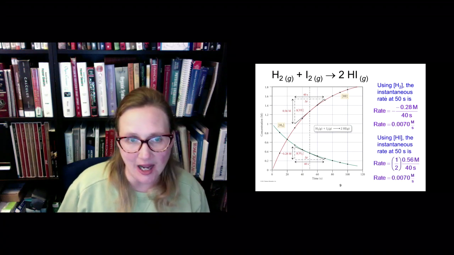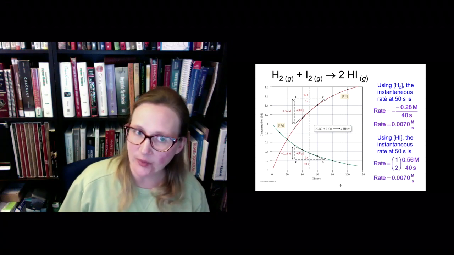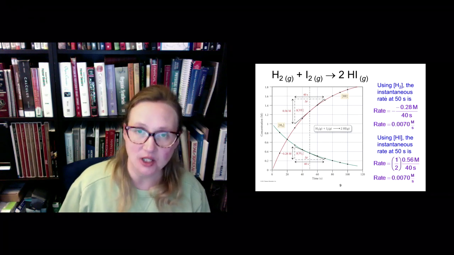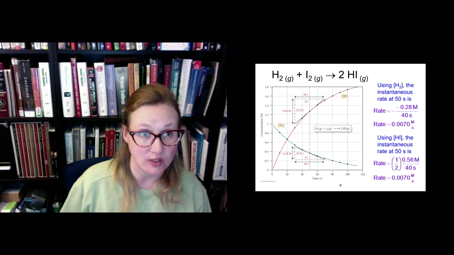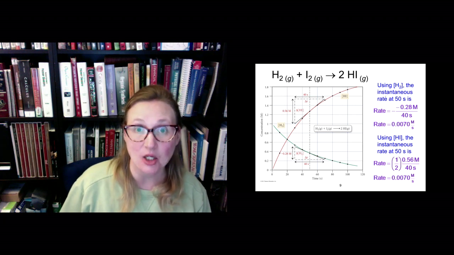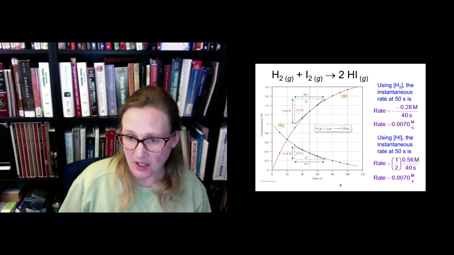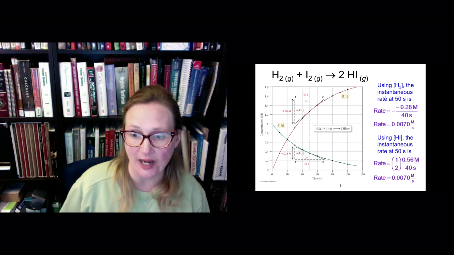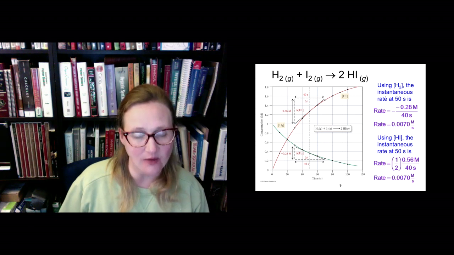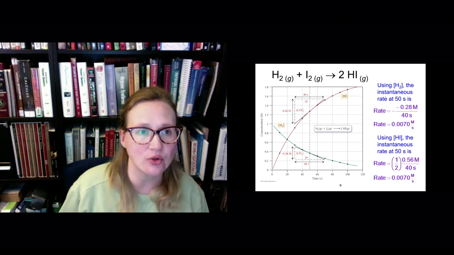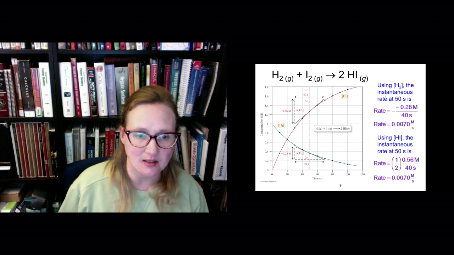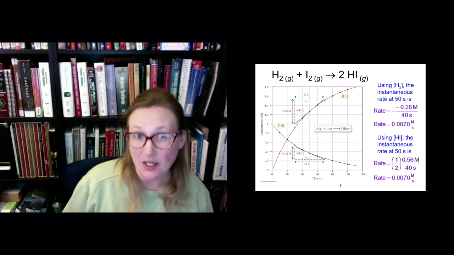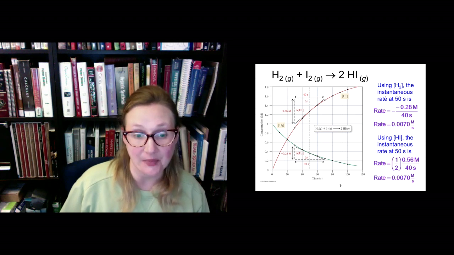If we use HI, we're going to do the same way, except remember, we're going to take that rate times 1/2, because by stoichiometry, for every 1 we use up of H2, we gain 2 of HI. And so here we have 0.56 divided by that 40 seconds times 1/2 gives us the same rate. So at 50 seconds, regardless if you use the reactant, so the disappearance of that reactant, or the formation of product, you should get the same instantaneous rate at that given point.